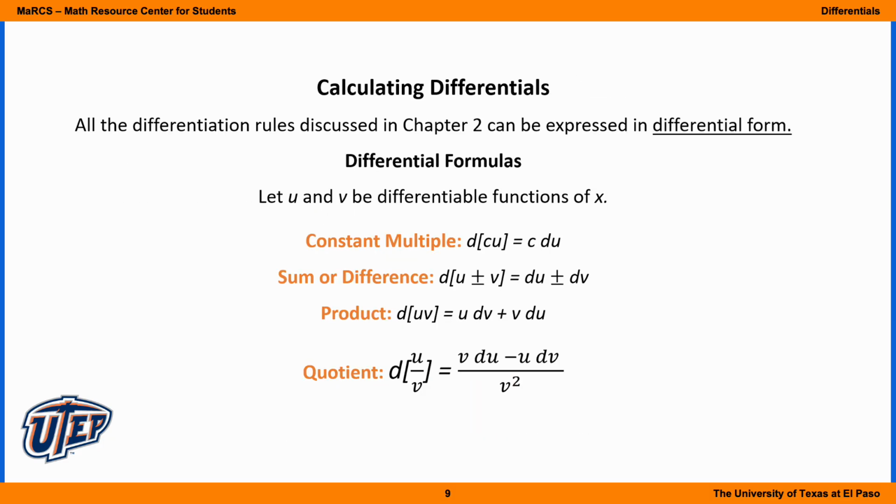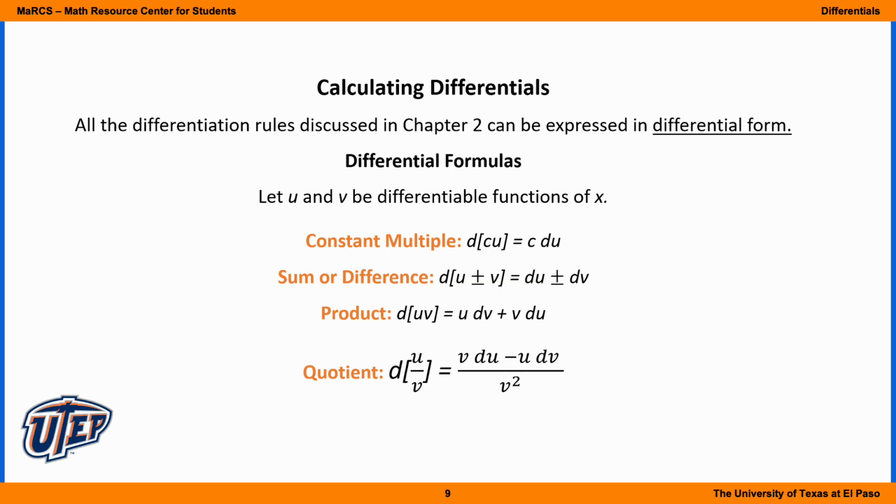So all the differentiation rules discussed in Chapter 2 can be expressed in differential form. If we let u and v be differentiable functions of x, then the following rules still hold. The constant multiple: if we're multiplying our function by a constant, then the derivative of that constant times the function is equal to the constant times the derivative of the function. Now for our sum or difference, taking the derivative of the sum of two functions is the same thing as taking the derivative of the first function plus the derivative of the second function. And for the difference, we have the derivative of the first function minus the derivative of the second function.